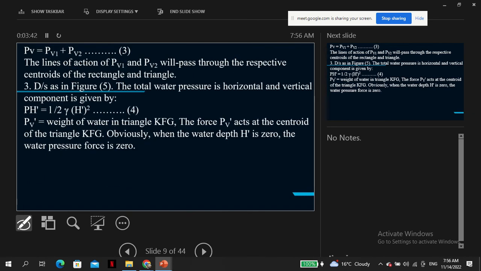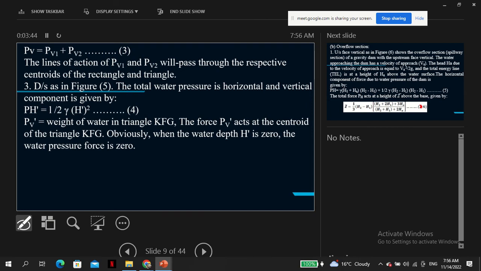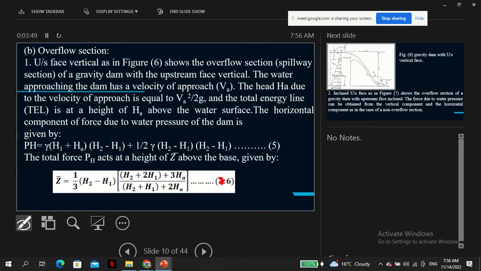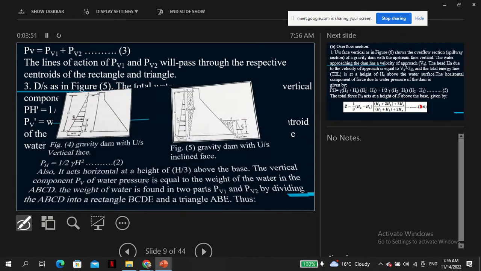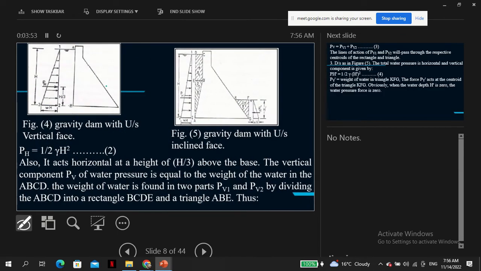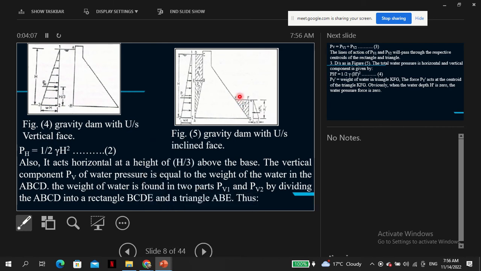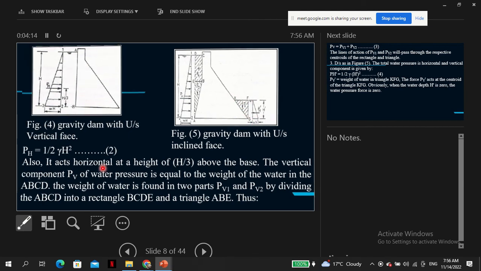So having said that, the downslope is shown in figure 5. On the downslope again, if the water is there, the variation is as shown. So for the water, the pH is the same. For this part, again, the PV is the area times the unit weight of water.